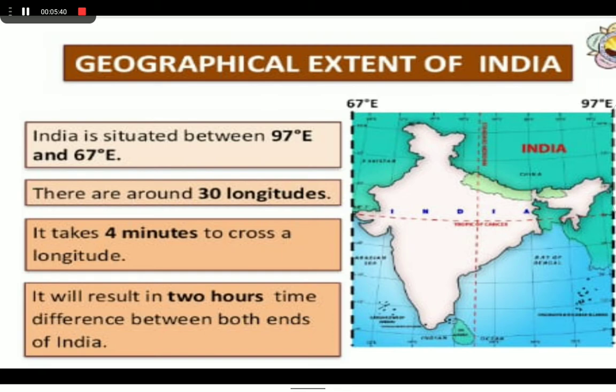Geographical extent of our country. India is situated between 97 degrees east and 67 degrees east longitudes. Between these longitudes, our country India is situated. There are around 30 longitudes. It takes 4 minutes to cross each longitude. So it will result in a 2 hours time difference between both the ends of our country.